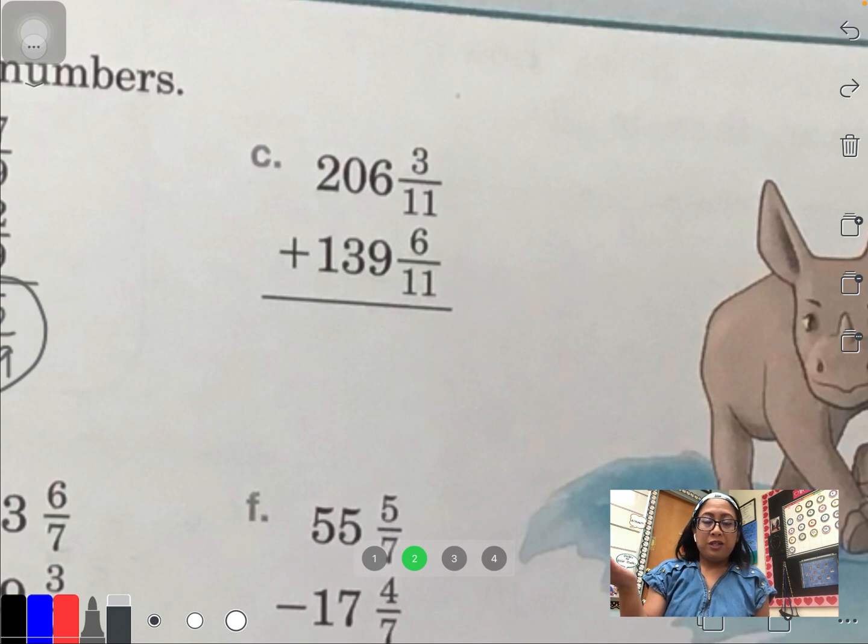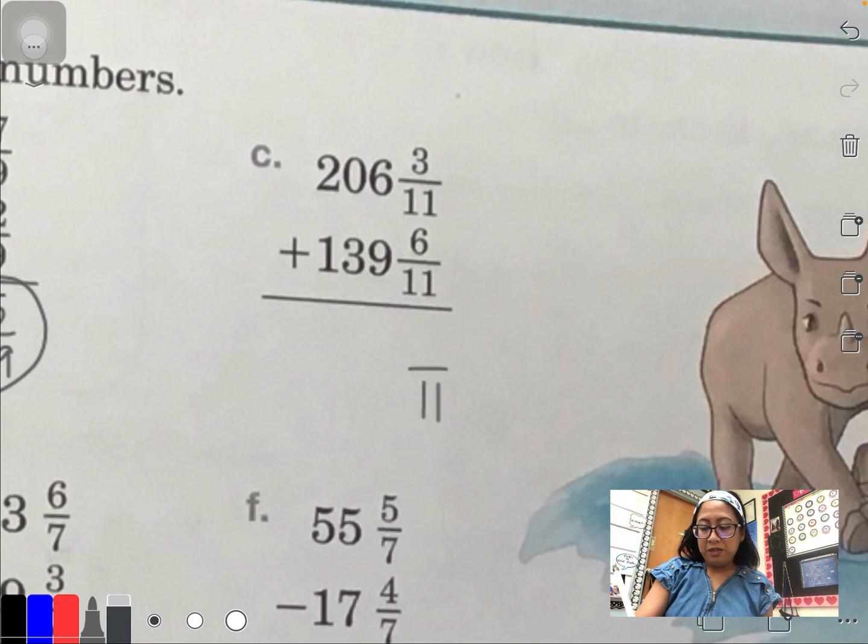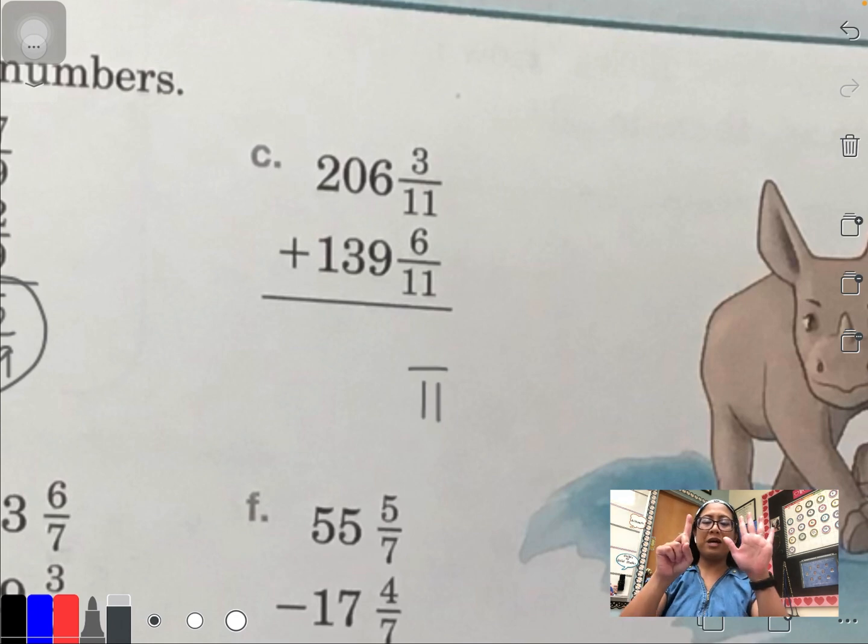The denominator is 11. I'm going to leave it as 11. And then I'm going to add the numerators. 3 plus 6. So I've got 6. I'm going to add 3 more. 7, 8, 9. Okay? So that's 9. 9 elevenths.